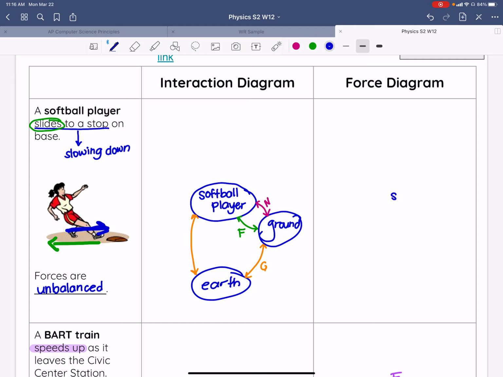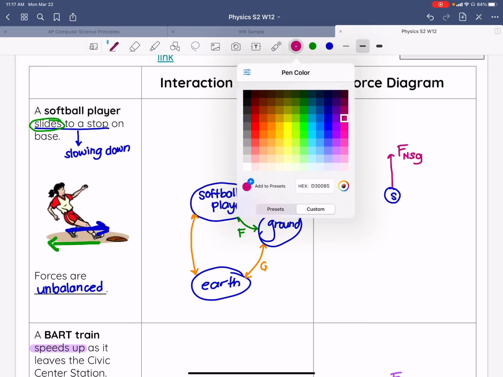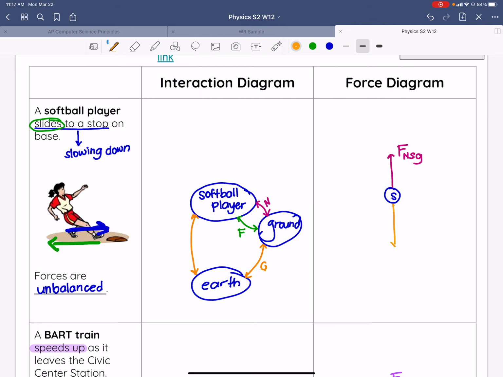So we have our softball player here, and the softball player is being pushed up, right? Let's make that line a little bit longer. So the softball player is being pushed up. On the softball player is a push by the ground, and there is a down, a force of gravity on the softball player from the Earth.